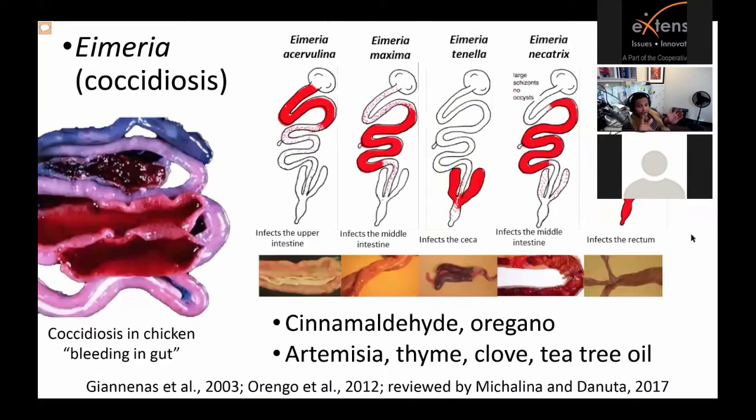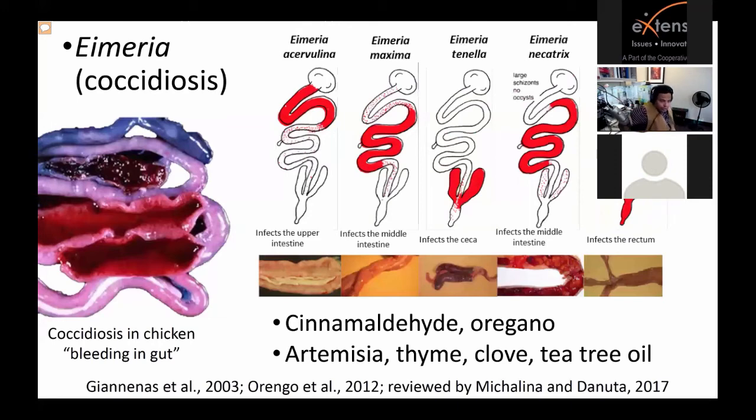Now, let's talk about Eimeria. We've been talking about bacteria, which is Clostridium perfringens. We talked about viruses, which includes IB, NCD, and infectious bursal disease. And we are now talking about the coccidia, Eimeria, which is a protozoal disease. I just want to make sure that the entire microbial world is covered in terms of some experiments that have been carried out in research on essential oils against these organisms.